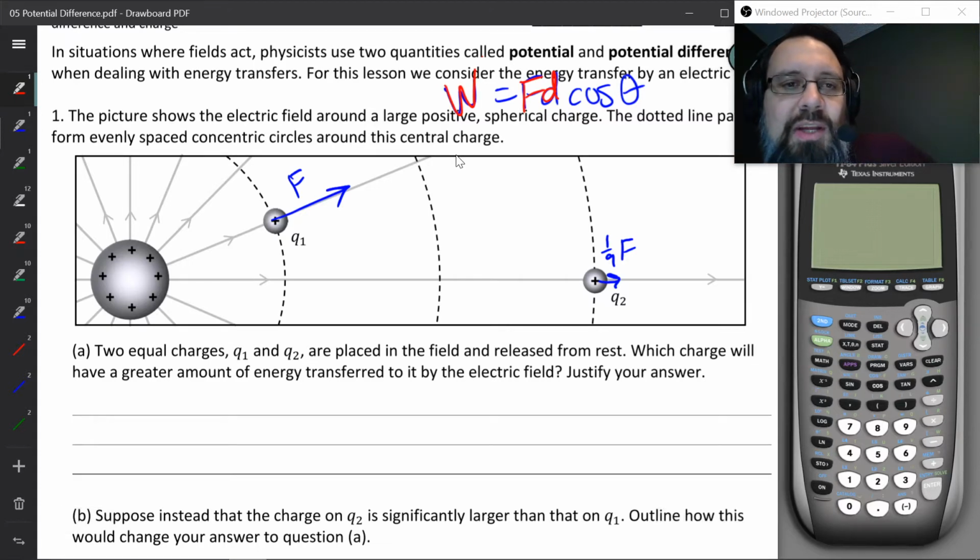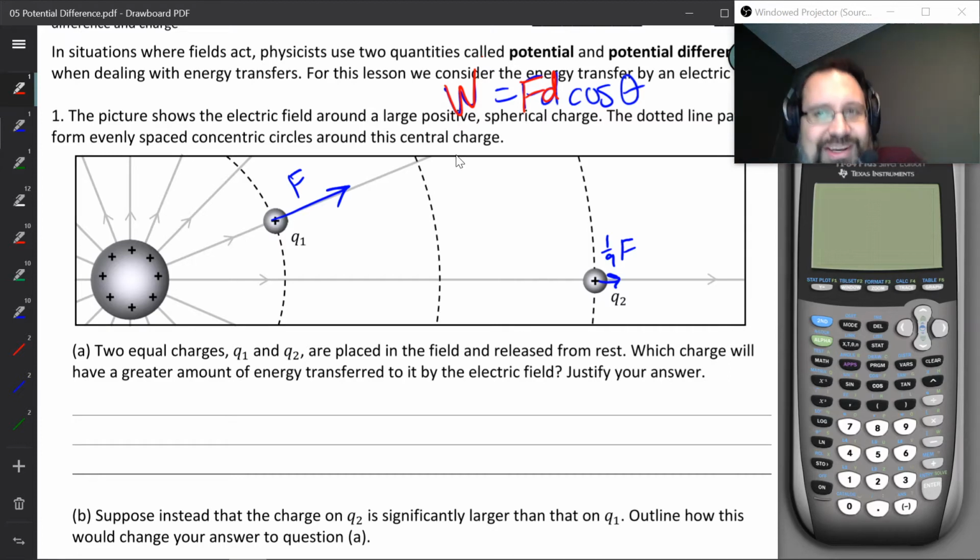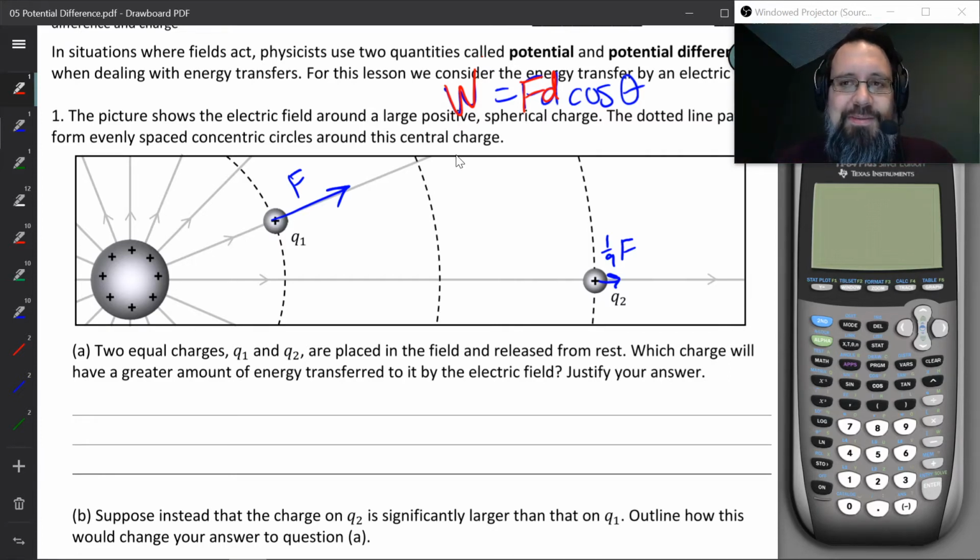So my question is just which charge is going to have a greater amount of energy transferred to it? What do you guys think? What are your thoughts?